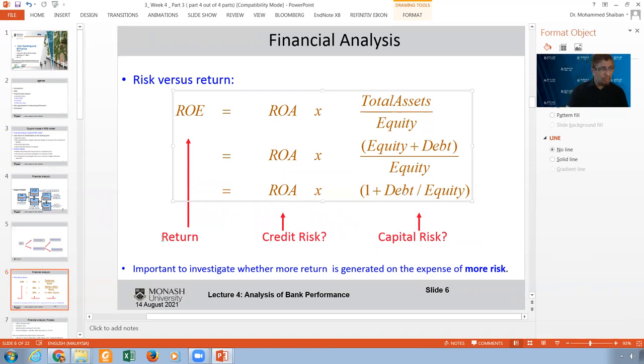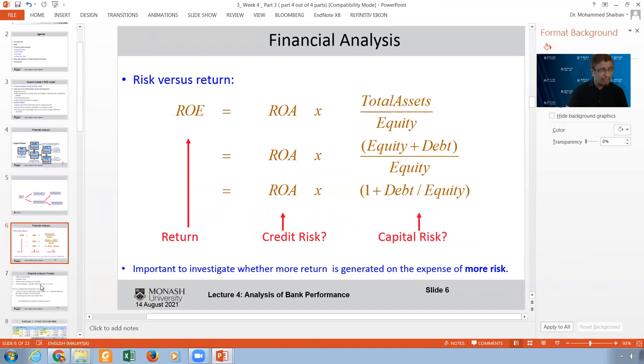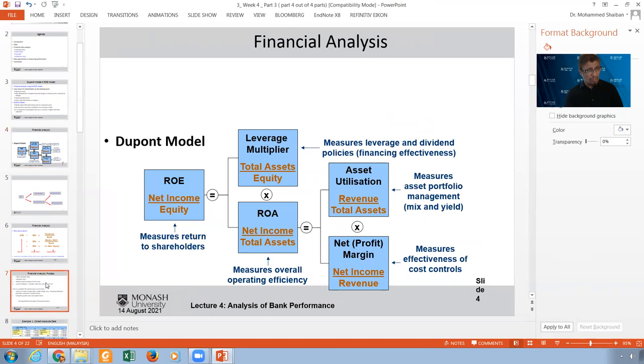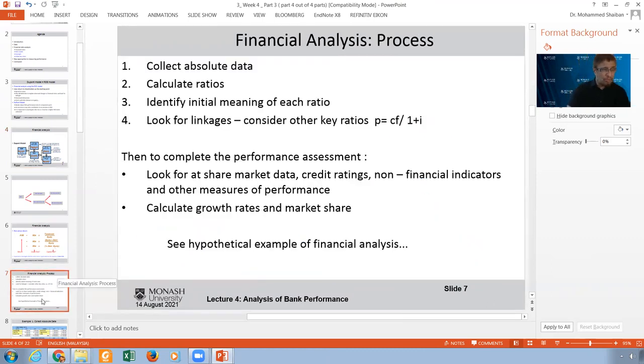So let me go now to the next slide. I wish you understand this one. We have some example here, a hypothetical example, and maybe it explains it better. So now to do the financial analysis for the ROE, you have to collect absolute data, which means all this data for the ROA, ROE, and leverage rate multiplier. We have to calculate the ratios, identify initial meanings of each ratio, look for linkages, and consider the key ratios.